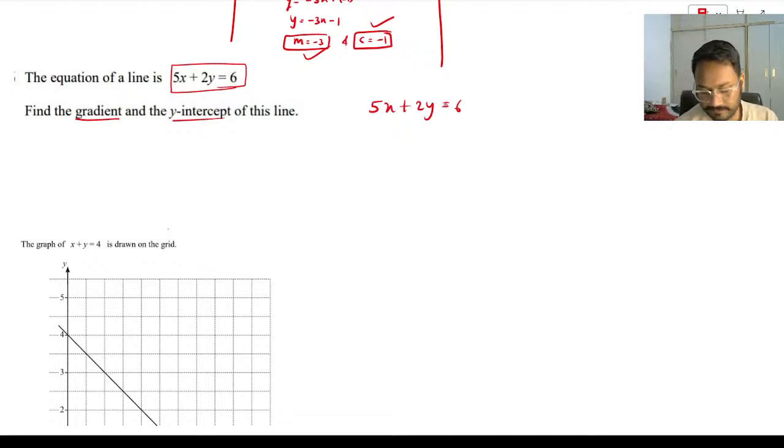Okay. So you need to reshuffle it and then you need to get the gradient and y-intercept. Quite easy, not that difficult. You just need to go through the conceptual part which I taught you earlier in this video, and then you will be able to get the answers. It's quite easy, don't worry. Just give it a try. Let's see who can answer first. This is very easy. Then we'll solve the next question. Okay, I'm waiting for your reply.